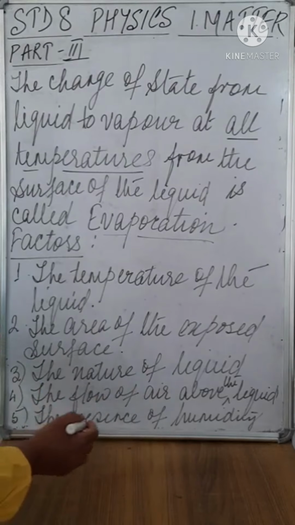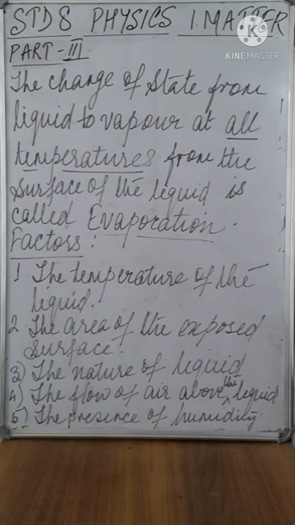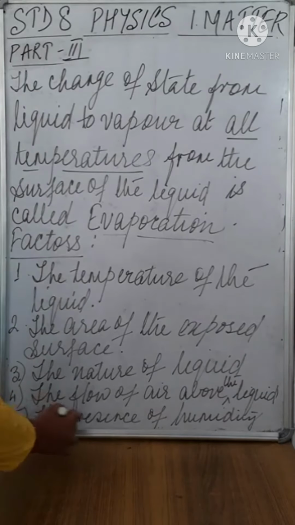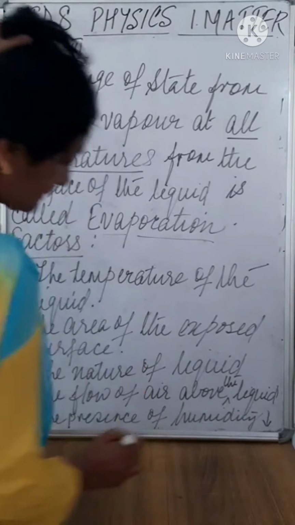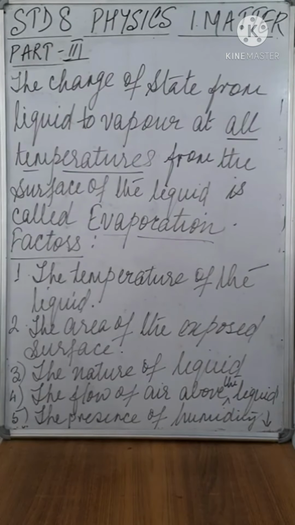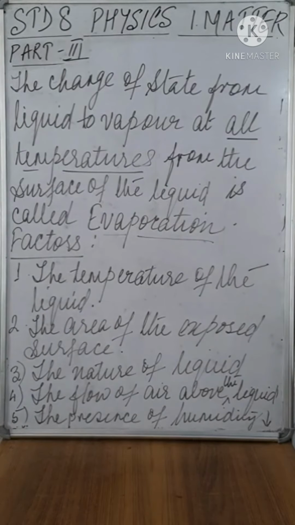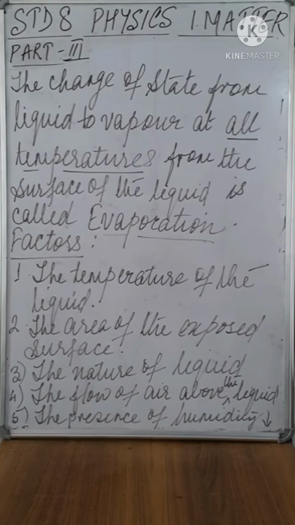Next is the presence of humidity. In dry air, evaporation takes place faster than in humid air. The presence of humidity decreases the rate of evaporation. Alright? Presence of humidity decreases the rate of evaporation. So this is about evaporation and a few points.